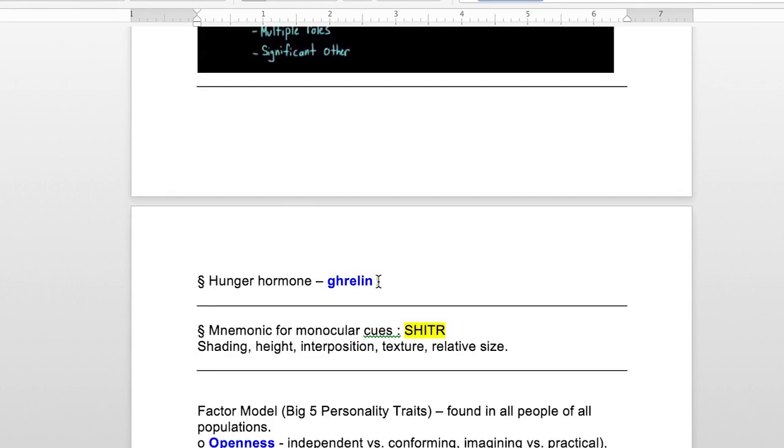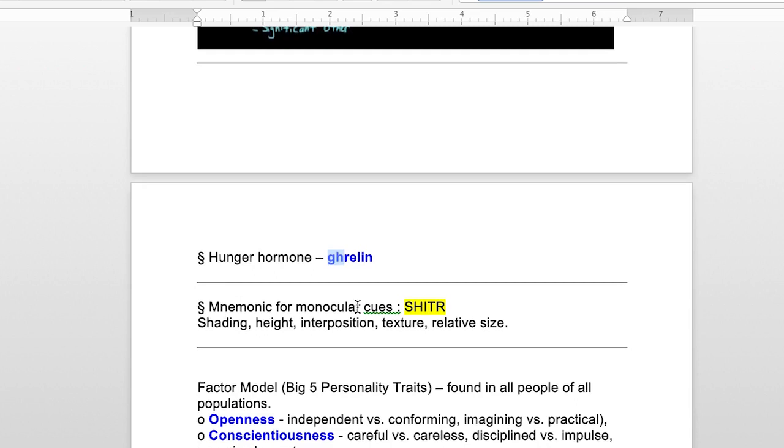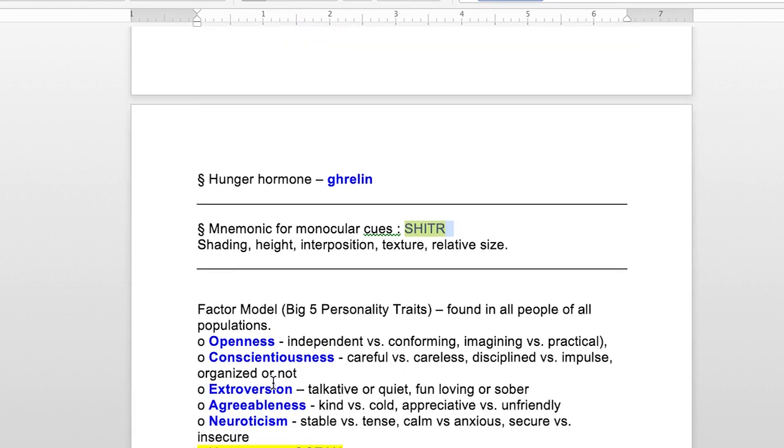Hunger hormone, I just think of ghrelin as the sound grr, because when you're hungry, your stomach goes grr. So grr right here, ghrelin. All right, mnemonic for monocular cues, shitter. So that's an easy one.